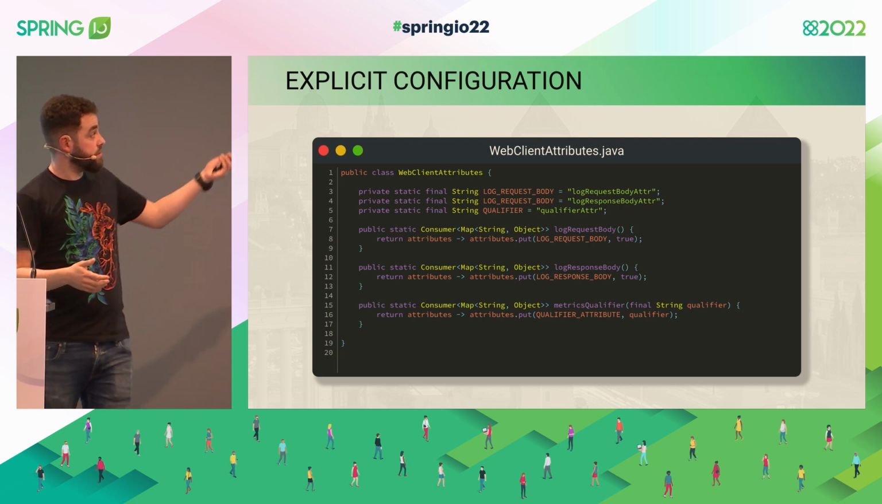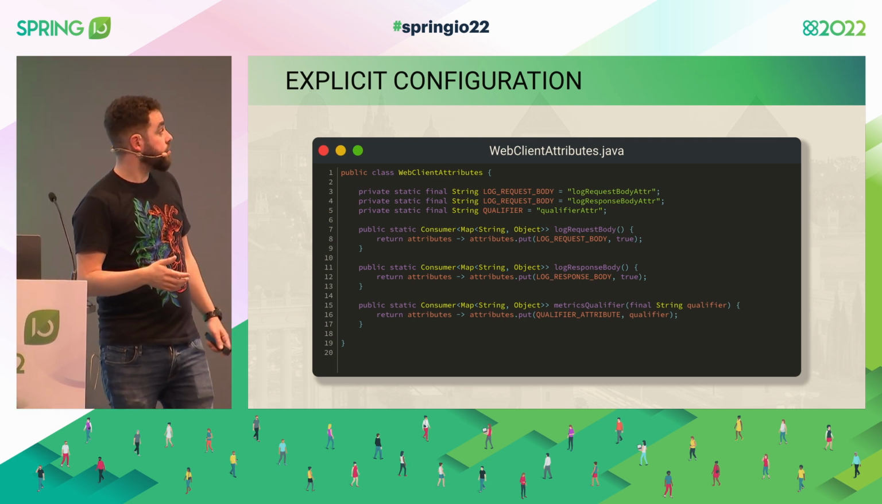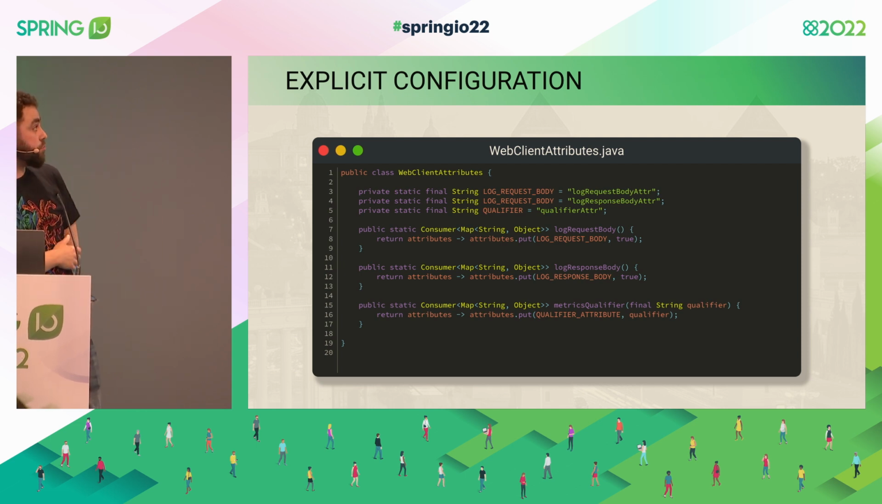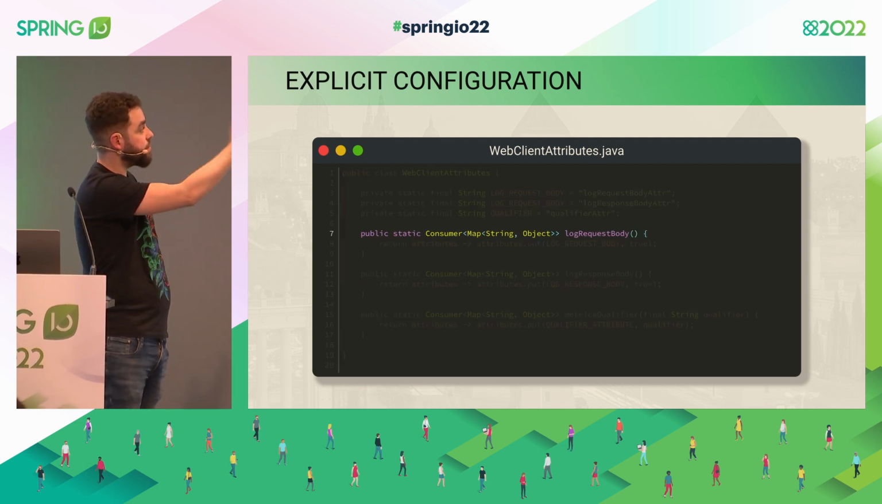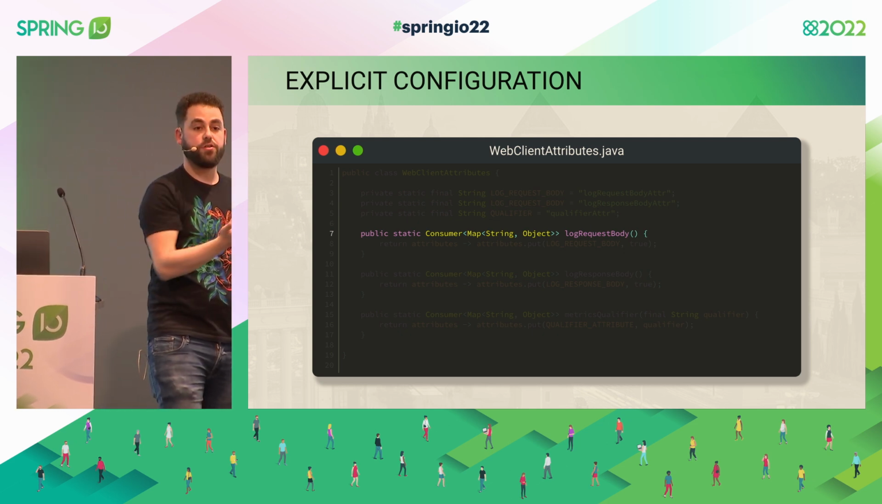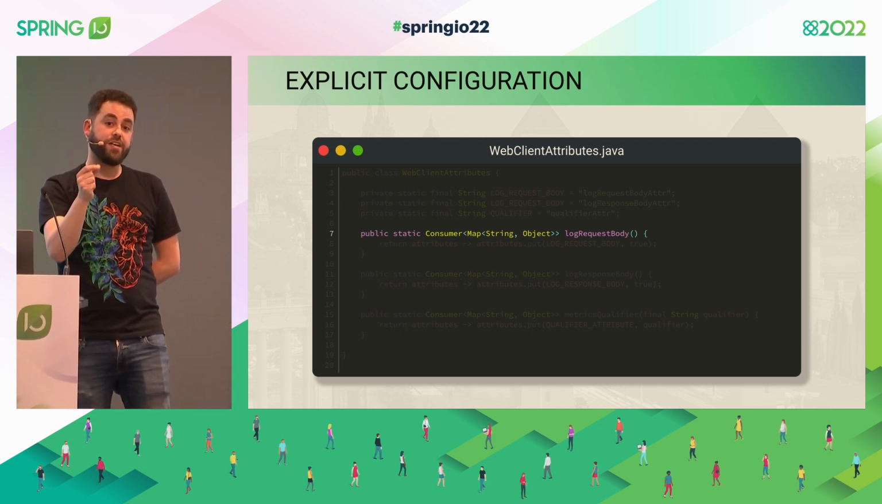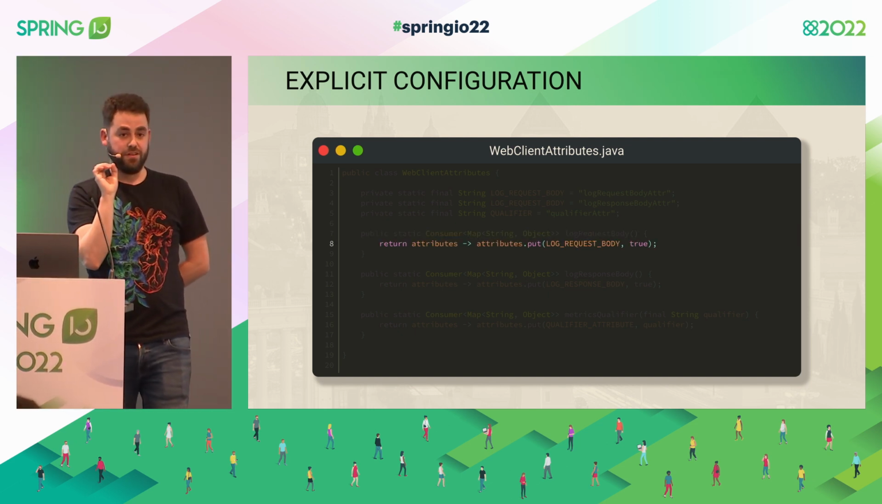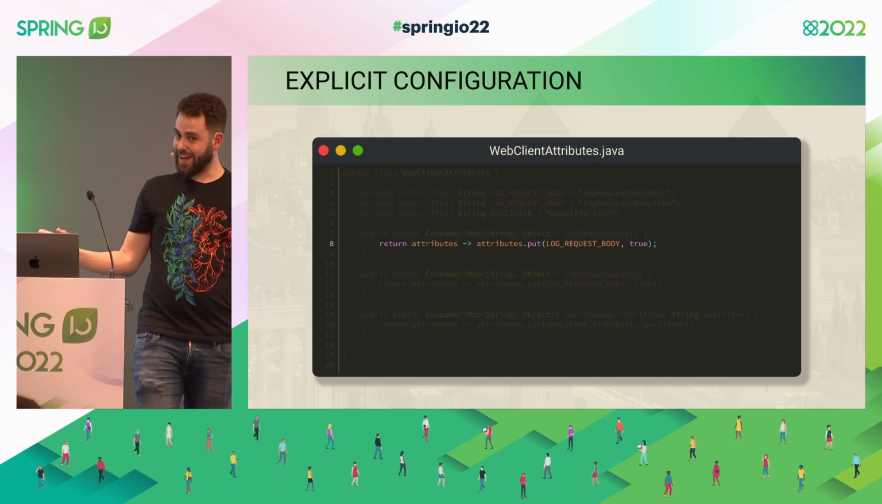So what we can do is, similarly to the RestTemplateCustomizer I showed before, now we have the WebClientAttributes. And with the WebClientAttributes, we can just implement, again, statically, these methods, like log request body. But in this case, I don't have to interact now with interceptors. All I have to do is say, OK, put this attribute. Log request body true. That's all I have to do.